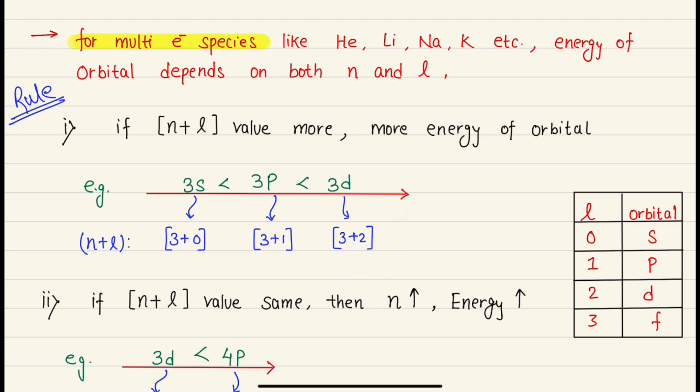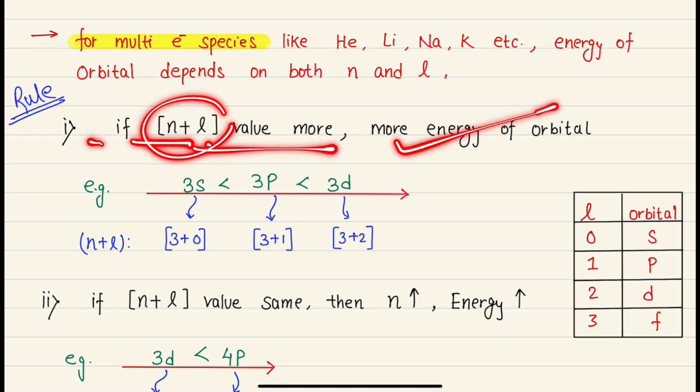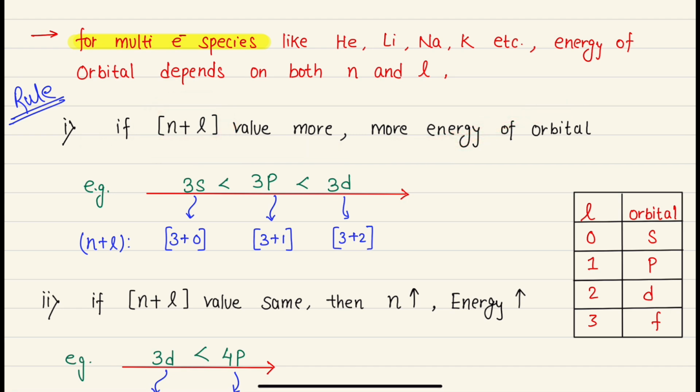So we know that if the n plus l value is more, it means more energy of the orbital. So in this case 3d having the highest n plus l value, that's why 3d has the most energy, then you have 3p, then you have 3s. 3s has the lowest energy.